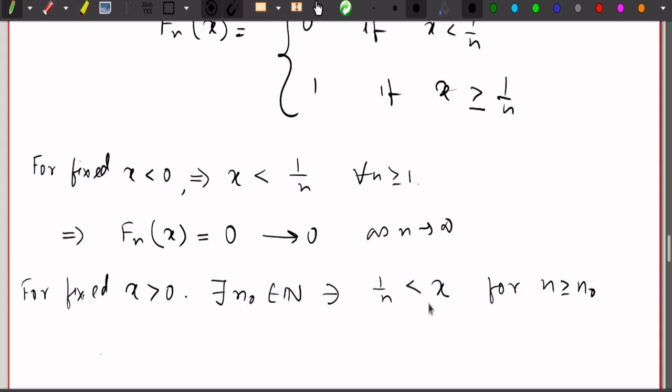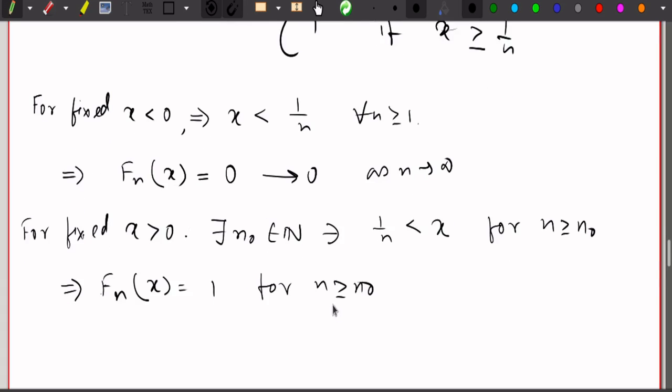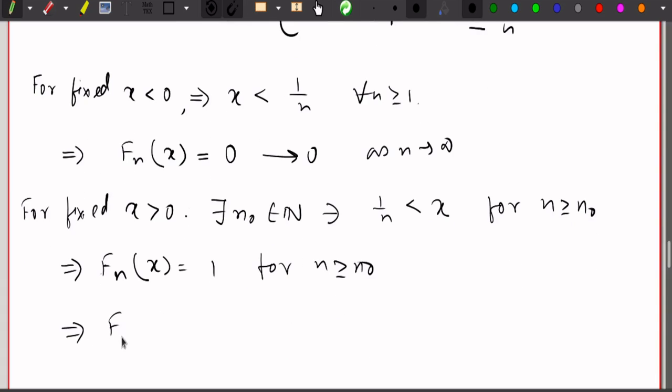And once this happens, that means after n naught, for n greater than or equal to n naught, this x belongs to this range. That means the distribution function after n naught will be equal to 1. So this implies that the distribution function of xn at the point x will be 1 for n greater than or equal to n naught. And this implies that the distribution function at the point x converges to 1 as n goes to infinity, for any fixed x greater than 0.